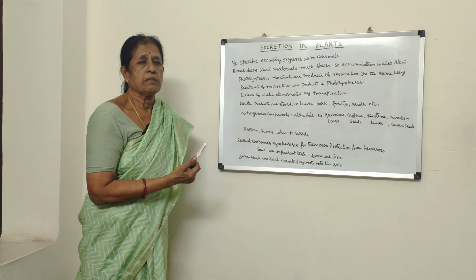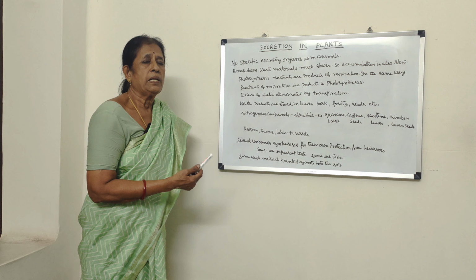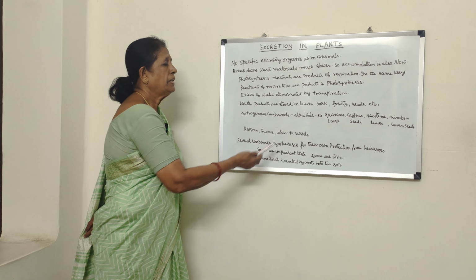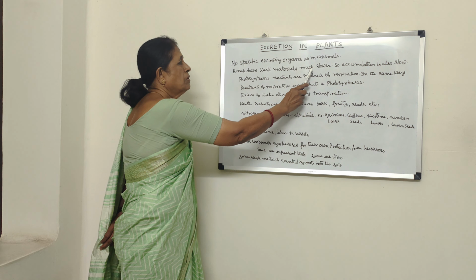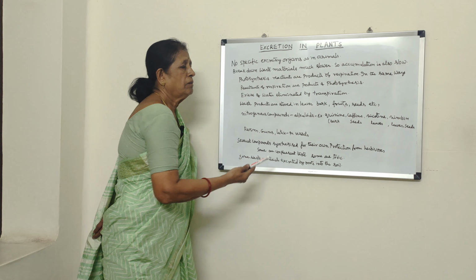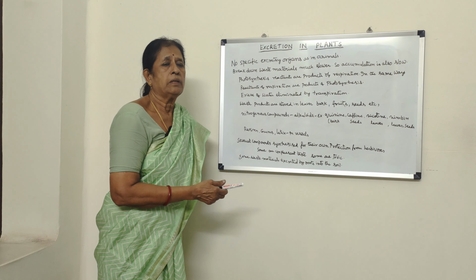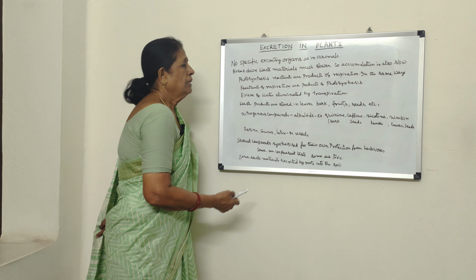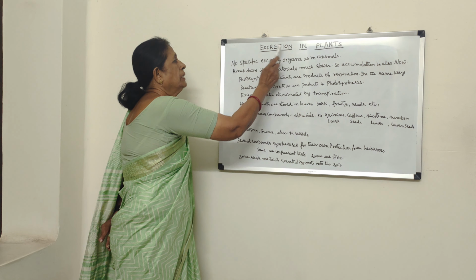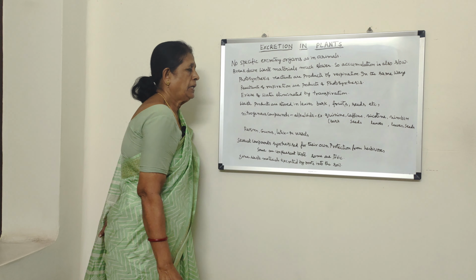That means the various chemical reactions that take place in the body, their byproducts will be eliminated in different forms. So waste materials formation is slow and accumulation is also slow. But by different parts of the plant, the waste materials are excreted out. So this is the method of excretion, that is, how the process of excretion takes place in plants.